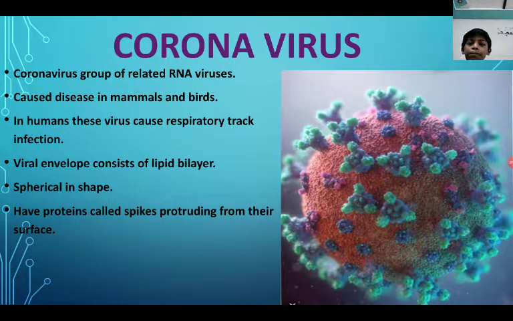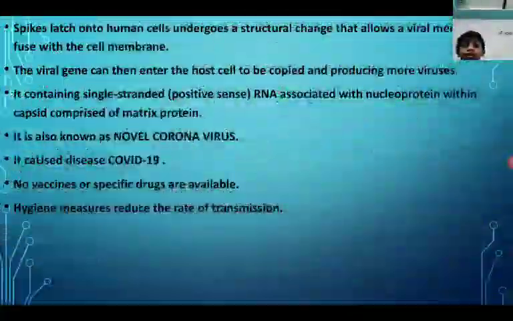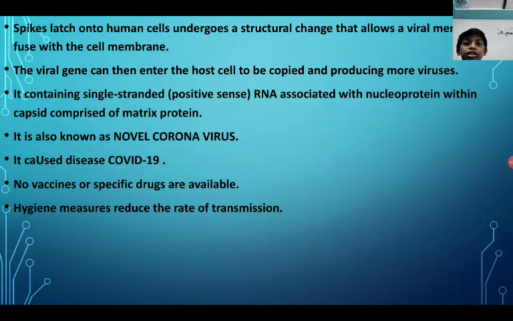It consists of a viral envelope, a lipid bilayer. You can see in the photo it is spherical in shape and has spike-like structures. These are proteins called spikes protruding from their surface. These spikes latch onto the human cells that undergo a structural change that allows the viral membrane to fuse with cell membranes.